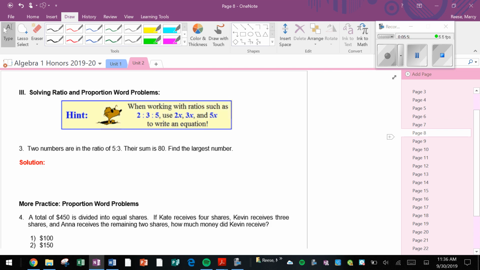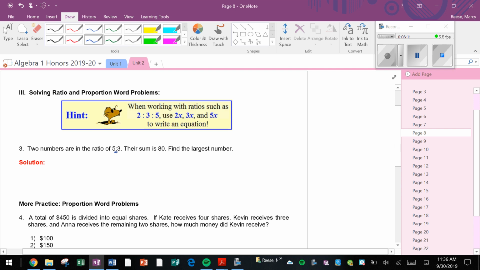Okay, 3. Solving ratios and proportion word problems. Really what you're going to do is use these ratios in the colon format, and we're going to actually create a word problem from it.